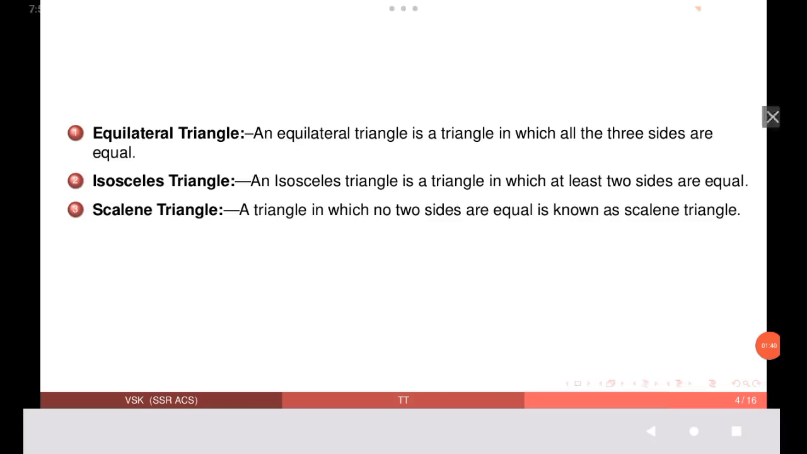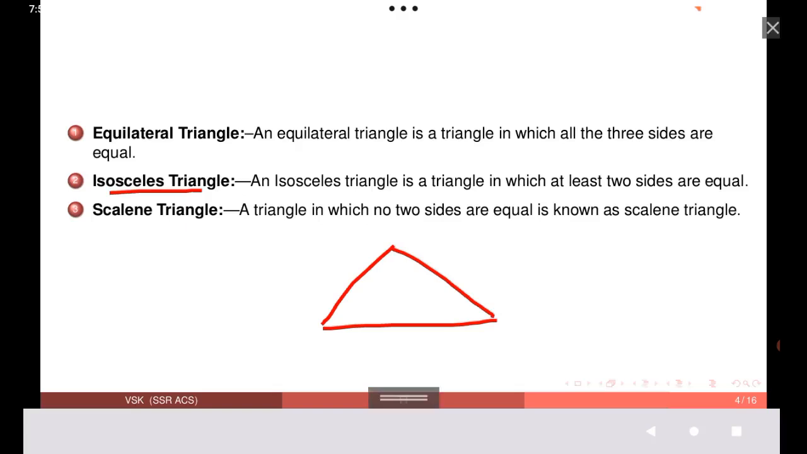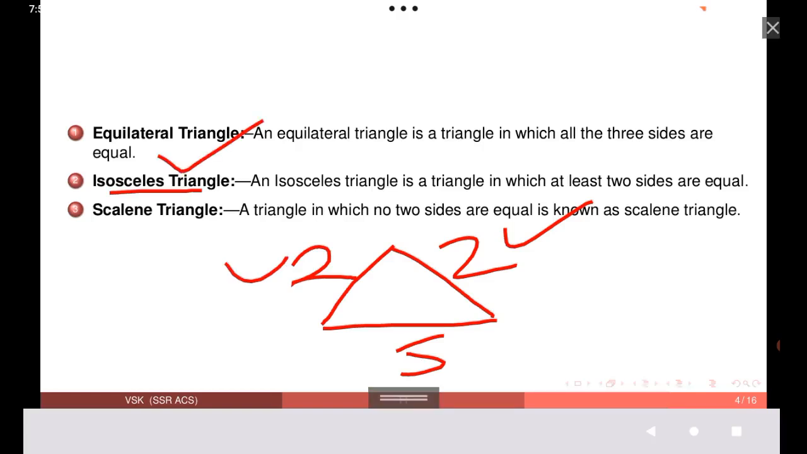The next one is the isosceles triangle. Isosceles triangle means at least two sides should be equal. Say this is 2 centimeters, this is 2 centimeters, this is 5 centimeters. So these two sides are equal, so it is called an isosceles triangle.